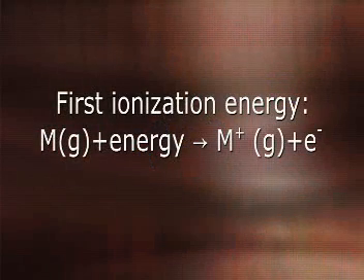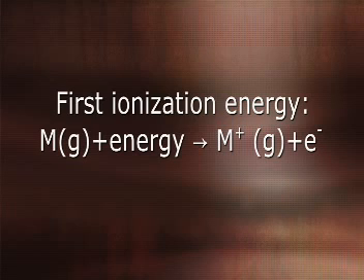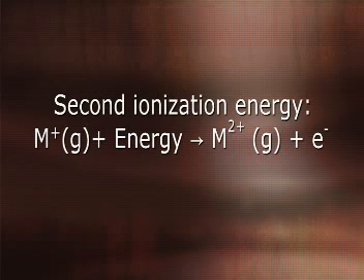The electrons in an atom can be successively removed one after another. Therefore, the first ionization energy is the amount of energy that is required to remove the first valence electron. The second ionization energy is the amount of energy that is required to remove the second valence electron, and so on.